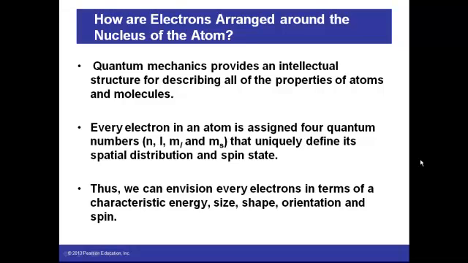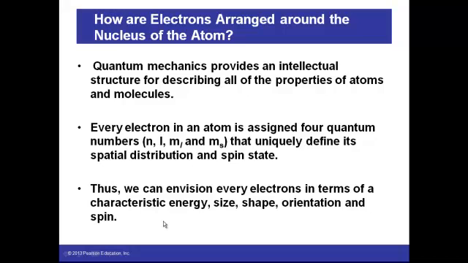These are the n number, the l number, the m sub l, and the m sub s numbers. You'll be exposed to all 4 of these numbers, and this is kind of like an address for where the electrons are going to live around the atom's nucleus. These numbers uniquely define the spatial distribution and the spin state of the electron, just like our addresses define where we live inside our cities.